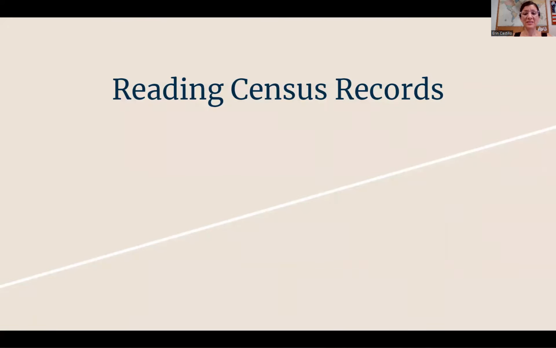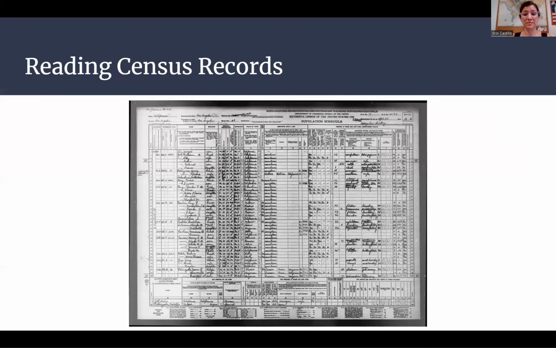A census record is a snapshot in your ancestor's life, documenting who they lived with, where they lived, and what type of work they did, among other things. It's important to remember, too, that each census asked slightly different questions and their formats can vary from year to year. In this tutorial, we will examine what the 1940 U.S. federal census population schedule looked like.